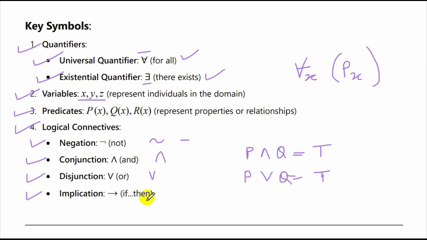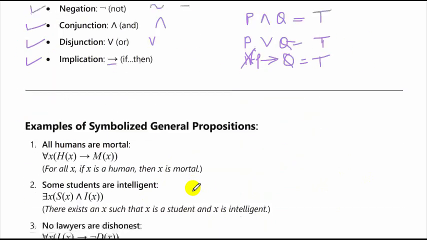Implication. If then. This arrow indicates the relation of implication. If P, then Q. We can just write P, right-headed arrow, and Q, which means if P, then Q, and the conclusion will become true. But the reverse is not possible. If P, then not Q, then it is false. So all of this we will cover in detail.